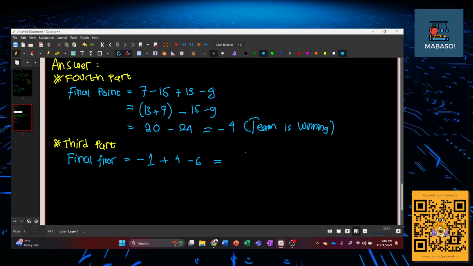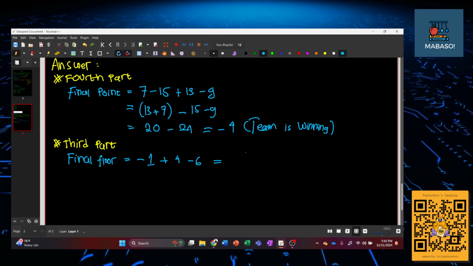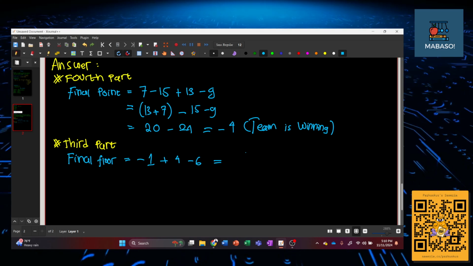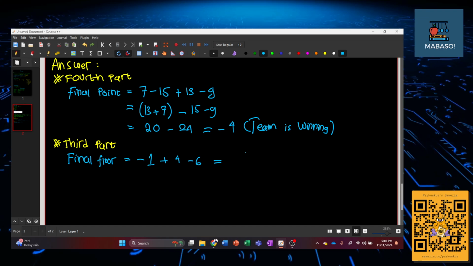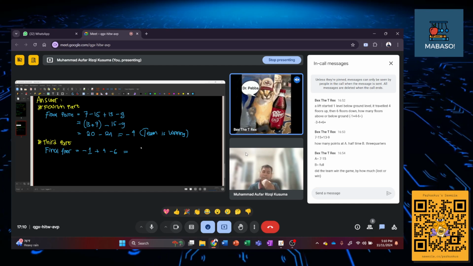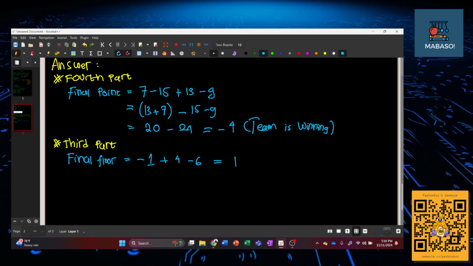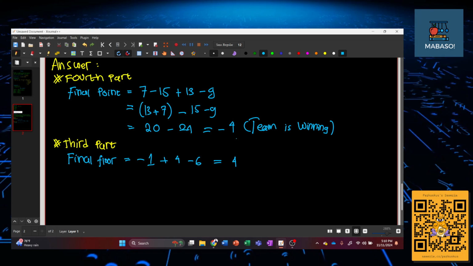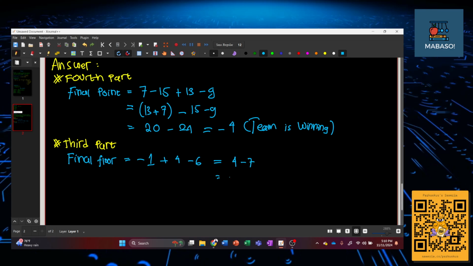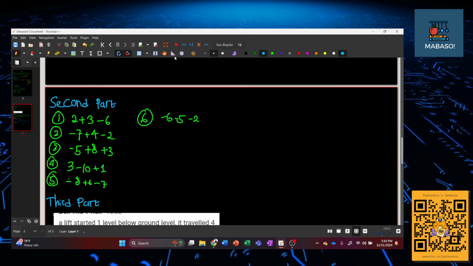So what will be the final floor? -3. Minus 3. We gather all the positive terms and the negative terms. The negative will be -7 and the positive 4, so the result is -3. Good. Now we do the easy part.